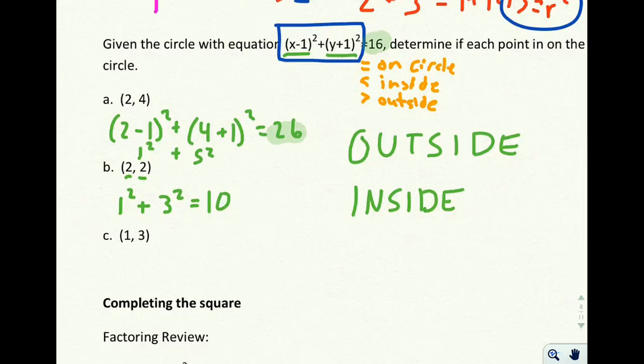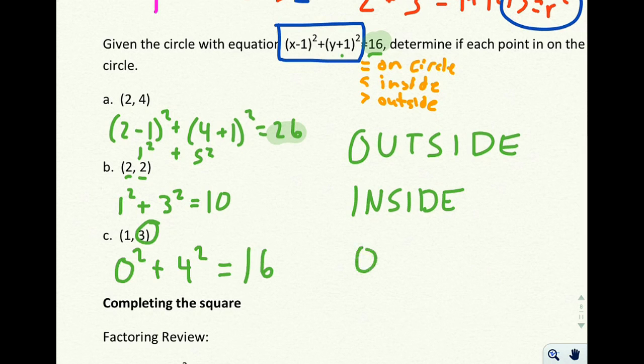And then our last one here, let's see if this one will land right on the edge or not. We have x minus 1 squared, and that's going to be 1 minus 1 squared, so that's 0 squared. Plus we have the point y equals 3, so 3 plus 1 squared is 4 squared. And that's going to be 0 plus 16, which is 16. And 16 is the same as this here, it's equal, so it is on the circle.